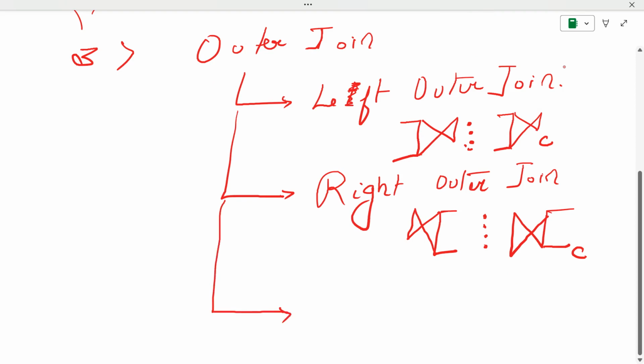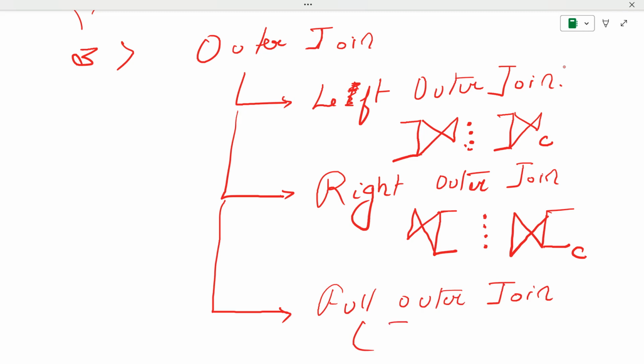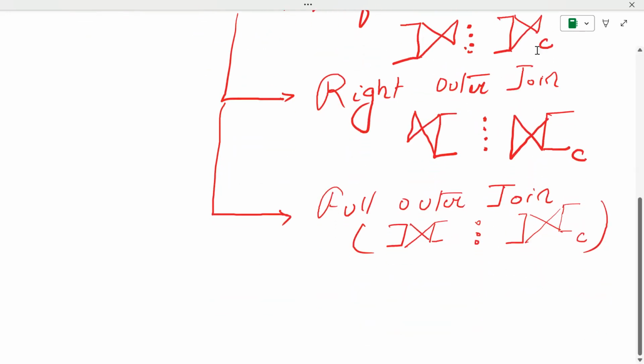It is a combination of left outer join and right outer join. So it is full outer join, and this can be represented as this, or it could be a predicate condition like this. So these are the different kinds of outer join. We will be seeing each of these joins one by one. So let's learn about the natural join.